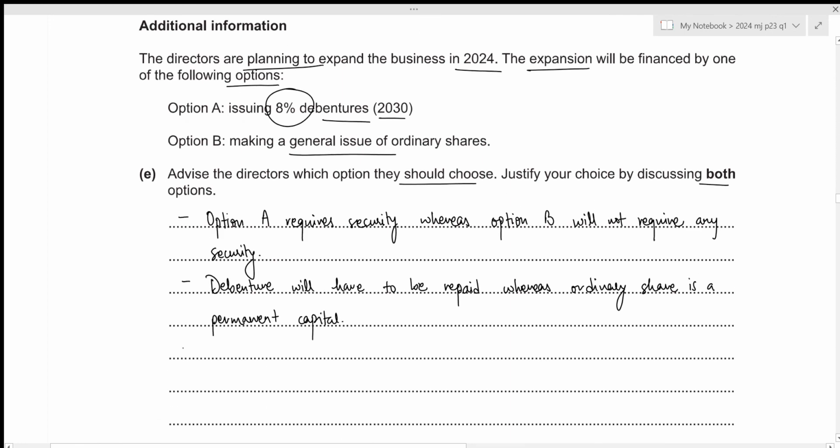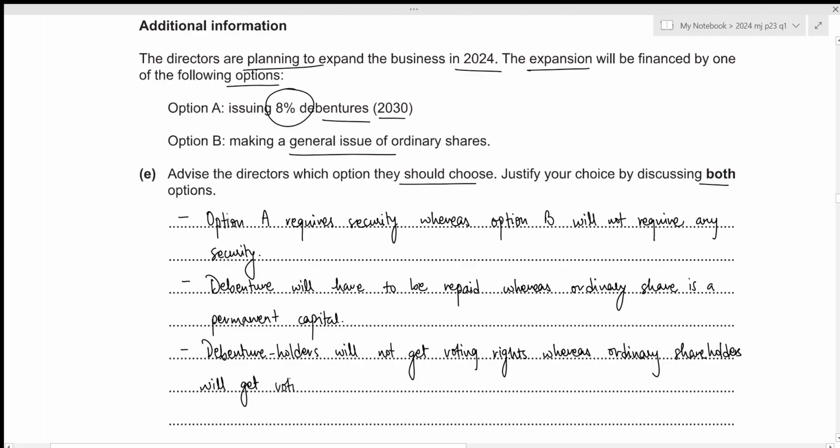Then the third thing we can write down is that debenture holders will not get any voting rights, whereas ordinary shareholders will get voting rights, which will lead to dilution of ownership. So debenture holders will not get voting rights, whereas ordinary shareholders will get voting rights, causing dilution of ownership.